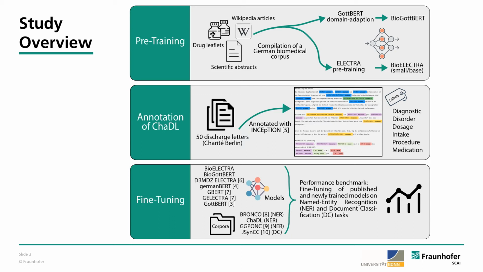These are BRONCO, our new dataset Shadow, GGPONC, and JSyncc. For JSyncc, we performed a document classification task. For all others, it was a named entity recognition task.